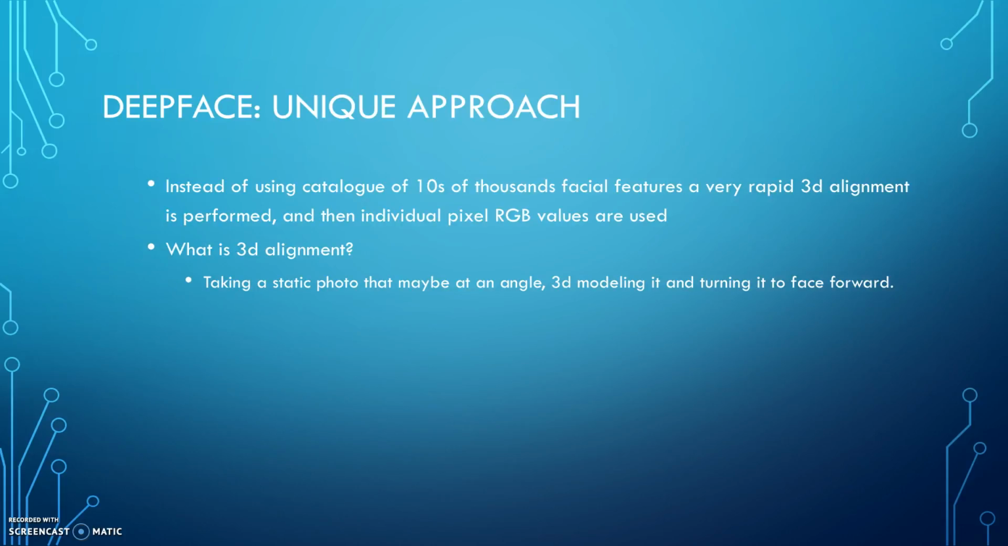So they have a unique approach. Instead of using a catalog of tens of thousands of facial features and comparing, they use a very rapid 3D alignment, which is performed, and then the individual pixels using RGB are looked at. So what is 3D alignment? We'll see an example of it here in a second, but that's taking a photo that may be a little bit askew, or maybe the person's looking away a little bit, mapping it into 3D and then rotating it so it's facing forward.